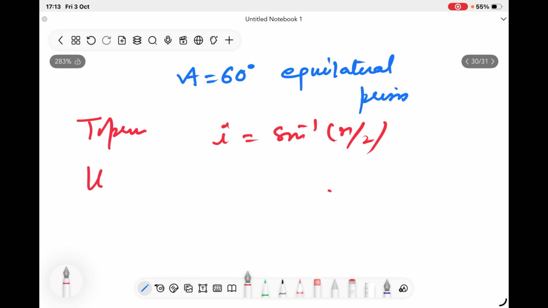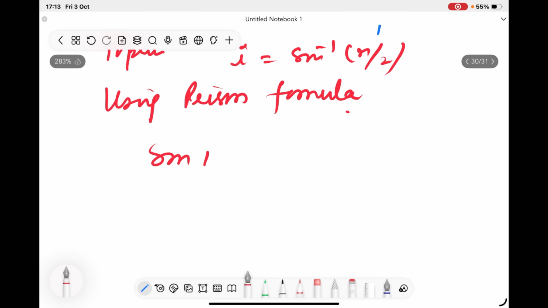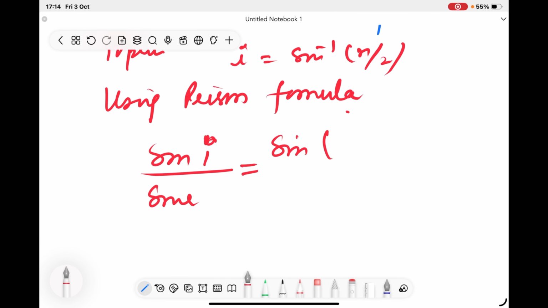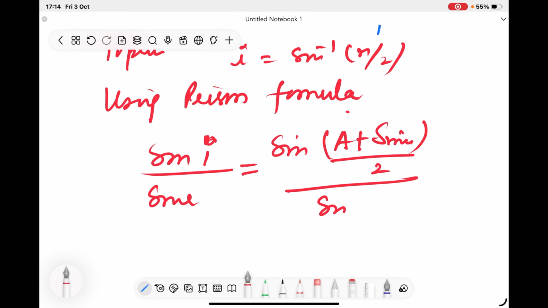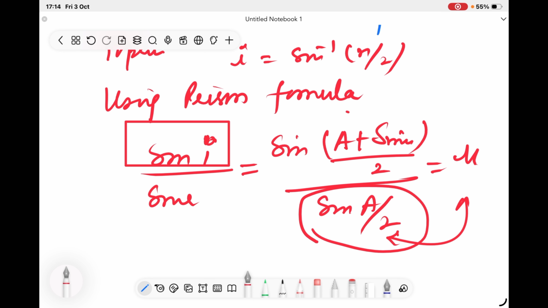So you can use prism formula. Using prism formula, you should prepare prism formula. What is prism formula? Prism formula is sine i by sine r, or you can rewrite as sine (A plus delta min) by 2 divided by sine A by 2 is equal to mu. This is prism formula. But right now, because I need i, so numerator I will keep as this, but denominator I will keep as this. And then right hand side this.